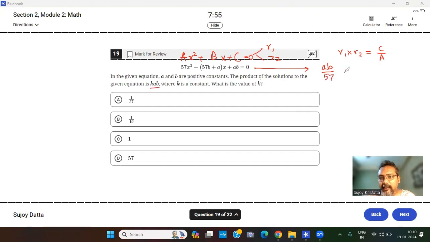They are saying that is KAB. So that means what? AB over 57 is what? 1 over 57 times AB. And that is KAB. So that means K is 1 over, sorry, not 15. I meant to write 57. So 1 over 57 is K. So K is 1 over 57, option A.